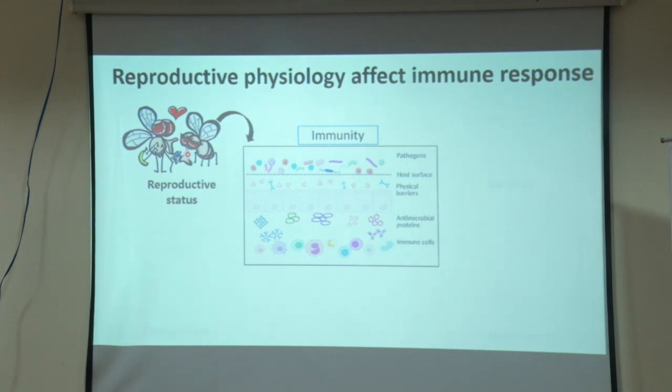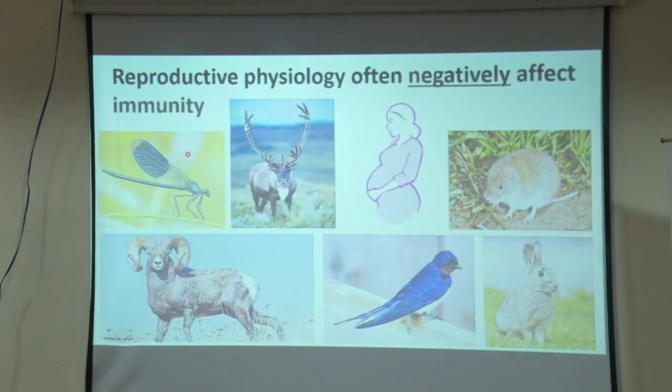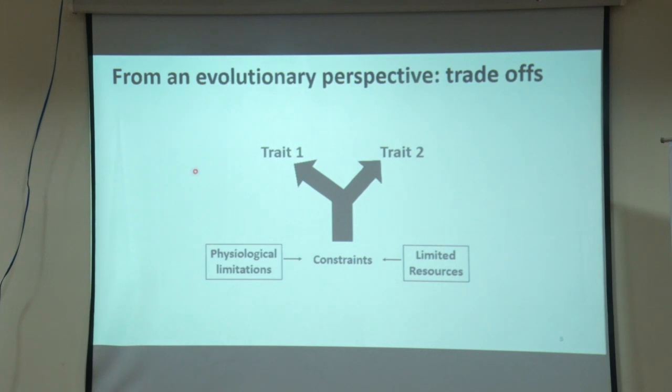If we look at the examples in the literature, more often we see that reproductive physiology negatively affects immunity. Ranging from insects to birds to mammals, reproductively active organisms often have poor immune response. I am an evolutionary biologist, so in our terminology, these negative relationships between traits are referred to as trade-offs, which essentially means that there are constraints, which could be physiological limitations. It could as well be the availability of resources, which could be limited, as a result of which if investment goes up in one trait, in this case reproduction, it can come at the cost of another trait, in this case immunity.